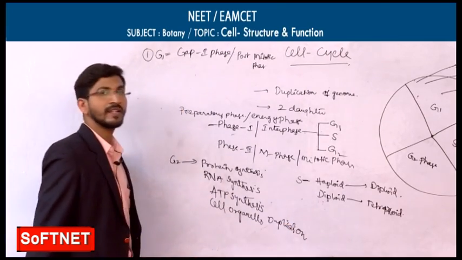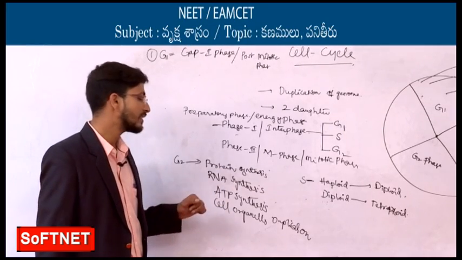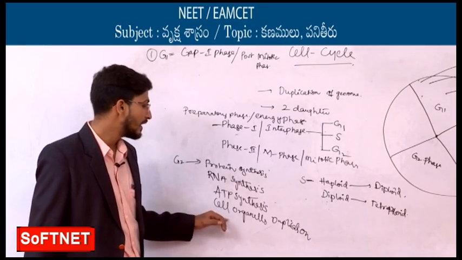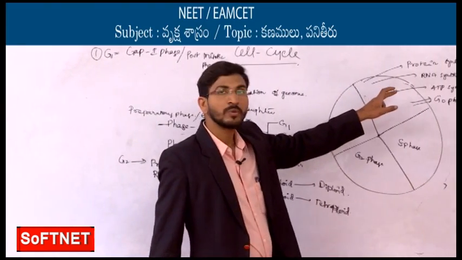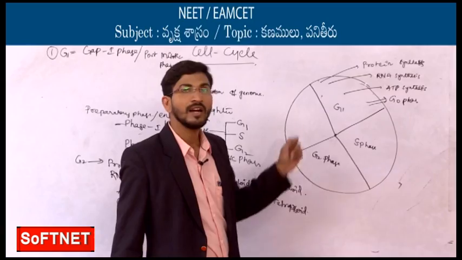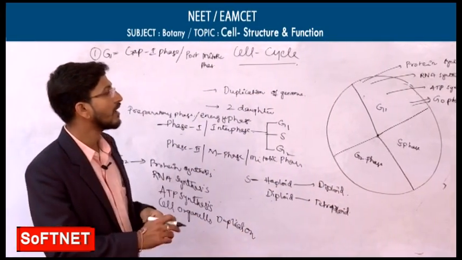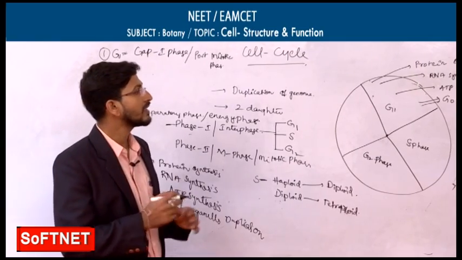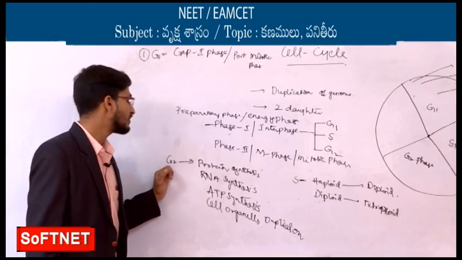So what are the events taking place in the G2 phase? Protein synthesis, RNA synthesis, ATP synthesis and cell organelles. As I told you, the G1 phase also produces protein synthesis, RNA synthesis and ATP synthesis. Then what is the difference between the proteins, RNA or ATP synthesized in the G1 phase? These proteins are different from the G2 phase.